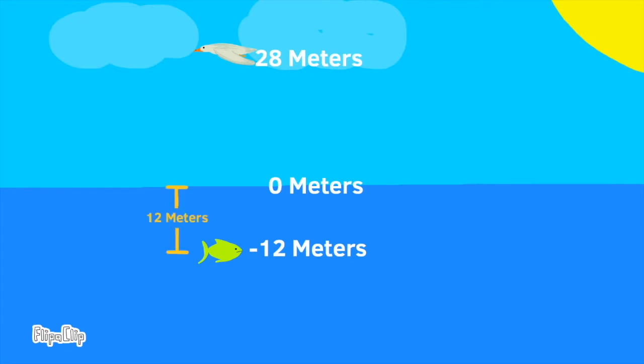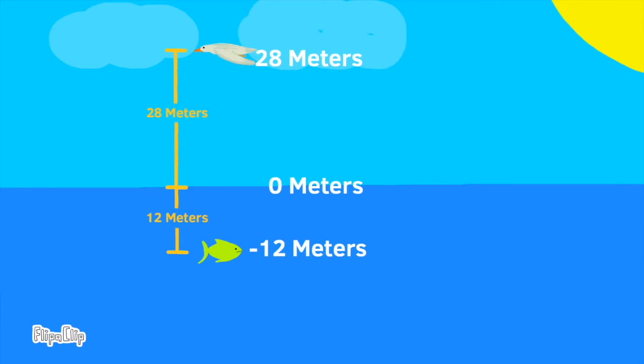The distance between the sea level and the fish is 12 meters. The absolute value of -12 is 12. In other words, an elevation of -12 is still 12 meters below sea level. The elevation of the bird is 28 meters. The distance between sea level and the bird is 28 meters.